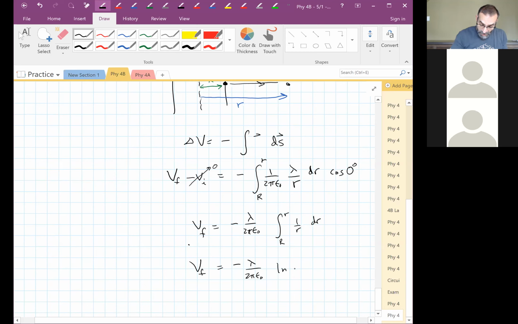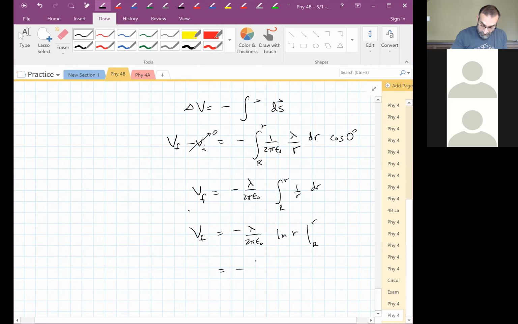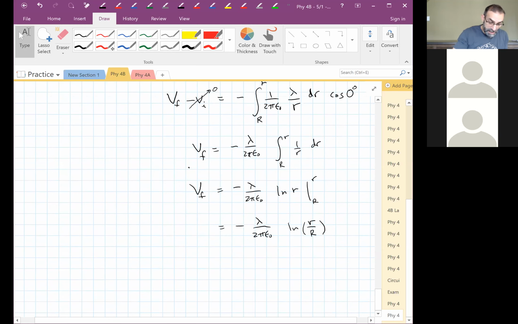That's just a natural log of r. And that is the natural log of r over R, right? Because the natural log of a minus the natural log of b is the natural log of a over b. Okay, so now we check our signs, right?